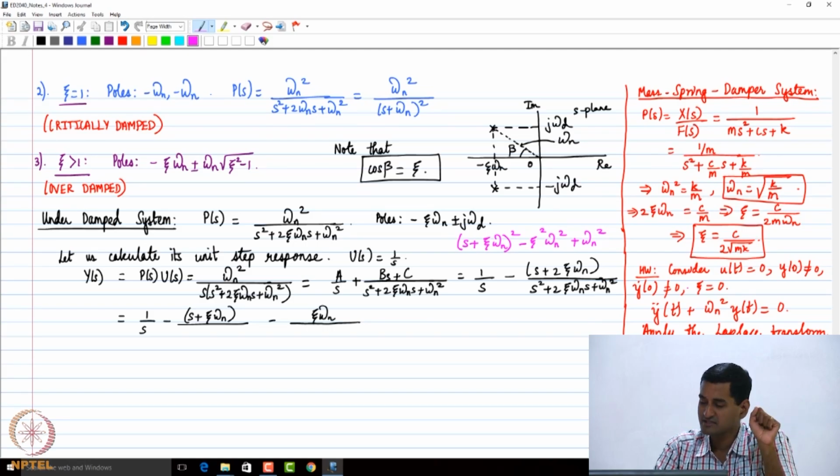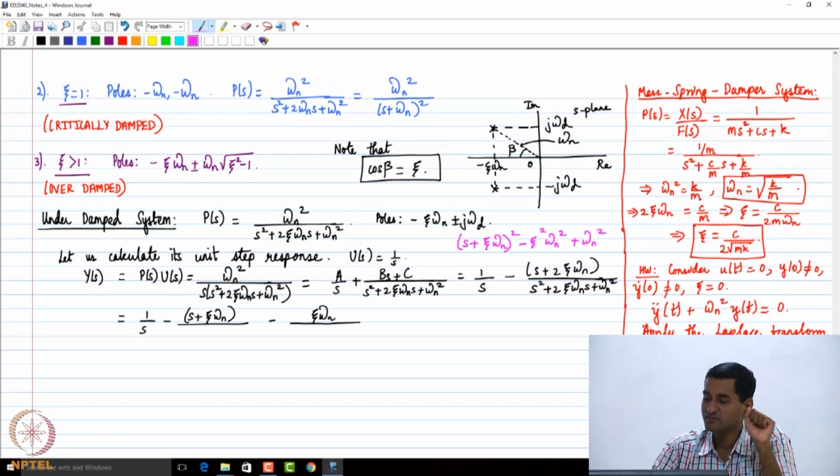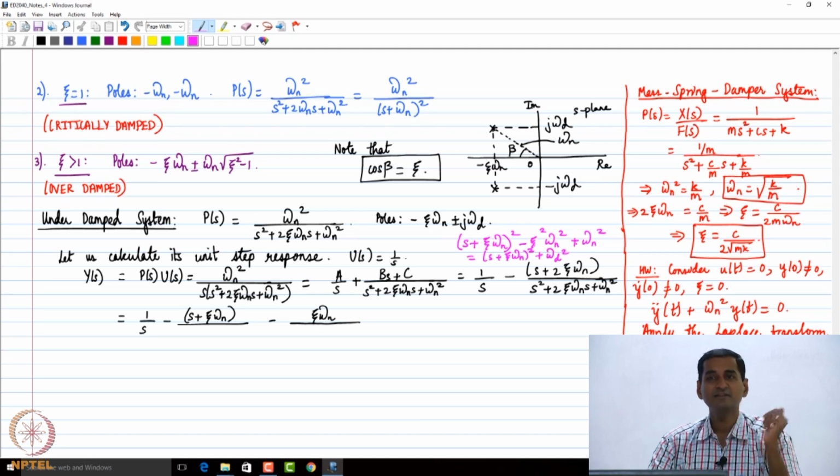So that is the general method to complete the squares. So what is this factor? Omega n squared minus zeta squared omega n squared. Immediately you see that omega d squared is going to be equal to omega n squared times 1 minus zeta squared, right? So immediately you see that this is omega d squared. So this sum of squares is going to be s plus zeta omega n whole squared plus omega d squared. Do you agree? You expand it, you will see that you will get that one.